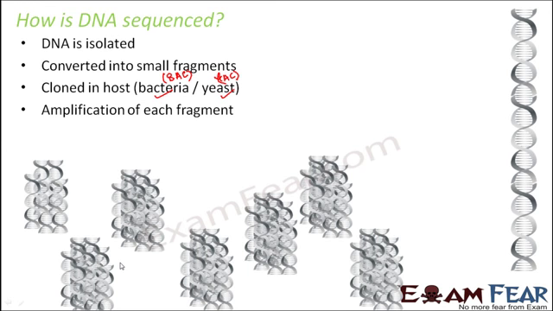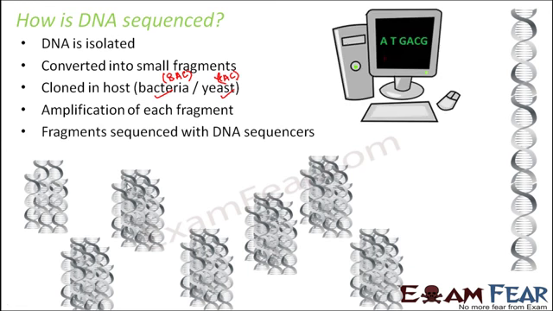So what is our job now? We have to read them. How do we read them? For reading them, a mixture of all the bases is used. Now we are very sure what DNA is made of. It will have just 4 bases, A, T, G and C. That's all. Nothing else will be there.